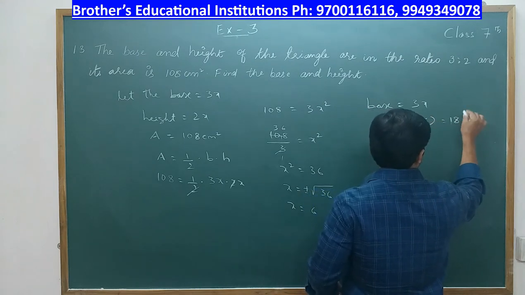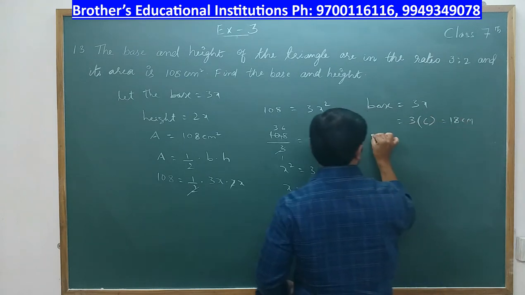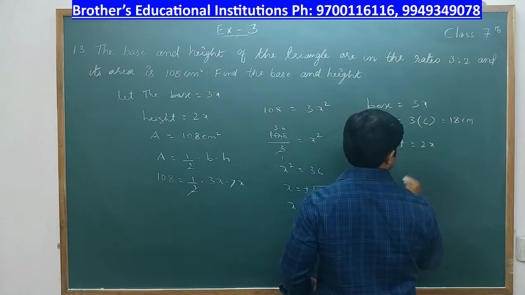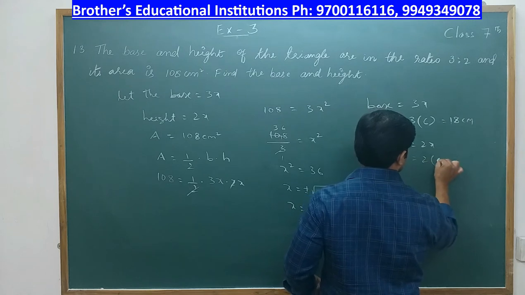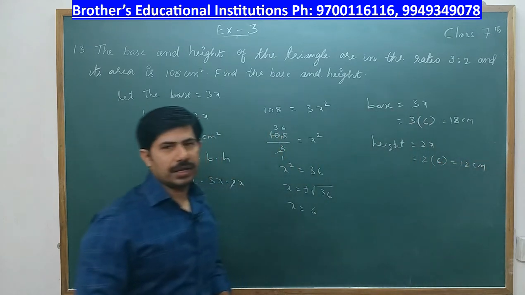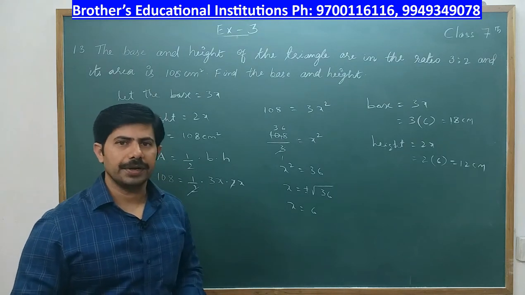It is 18 centimeters. Then height. Height of a triangle is 2x. So this is 2 into 6. This is 12 centimeters is the height of a triangle. So this problem is completed.